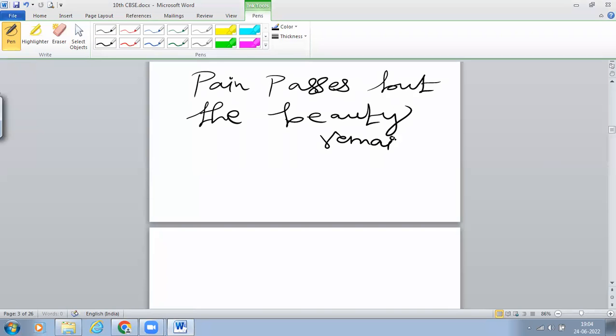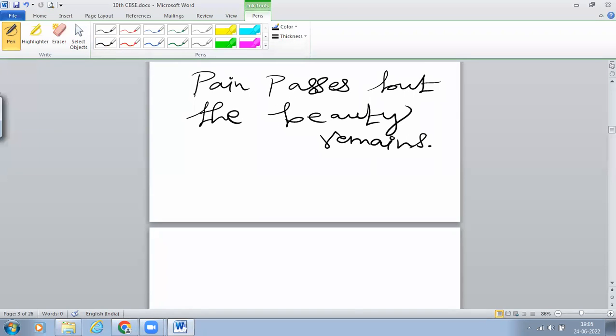So always remember this quote, because whenever you are doing some good things, maybe at that time you will get some pain. For example, some students will find it very difficult to study late at night, but that will help them in their future. So always remember this: pain passes, but the beauty remains. Okay, we'll start the class now.